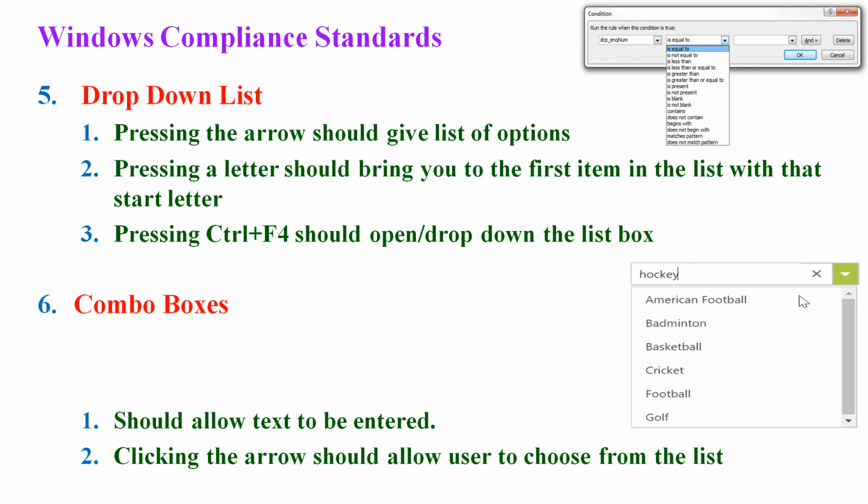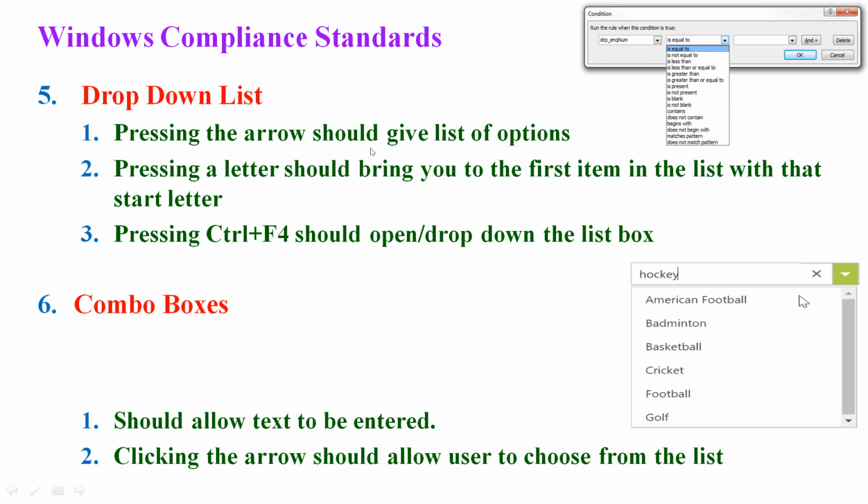Next, drop down list. This is an example of a drop down list. See here now, what you are supposed to consider while testing the drop down list? You have to consider these 3 criteria. Criteria is nothing but conditions.